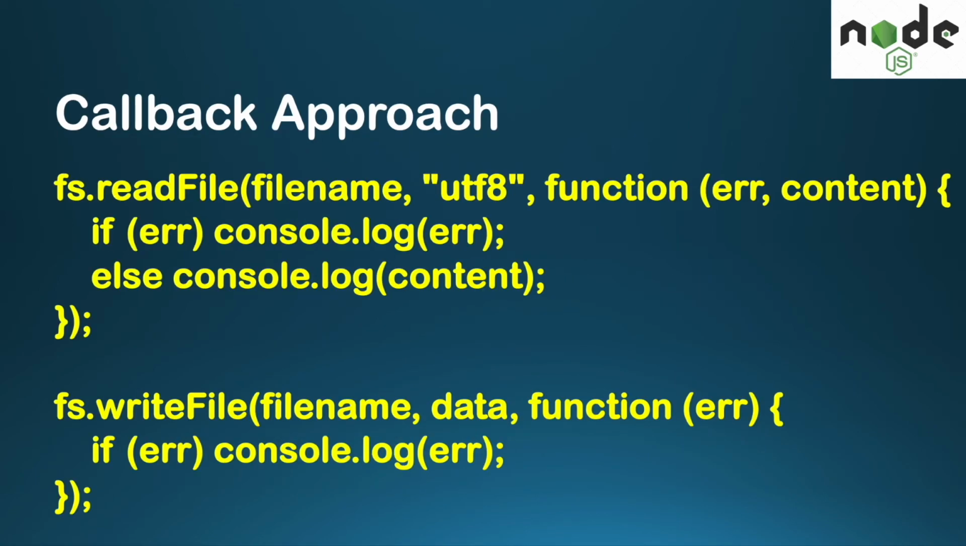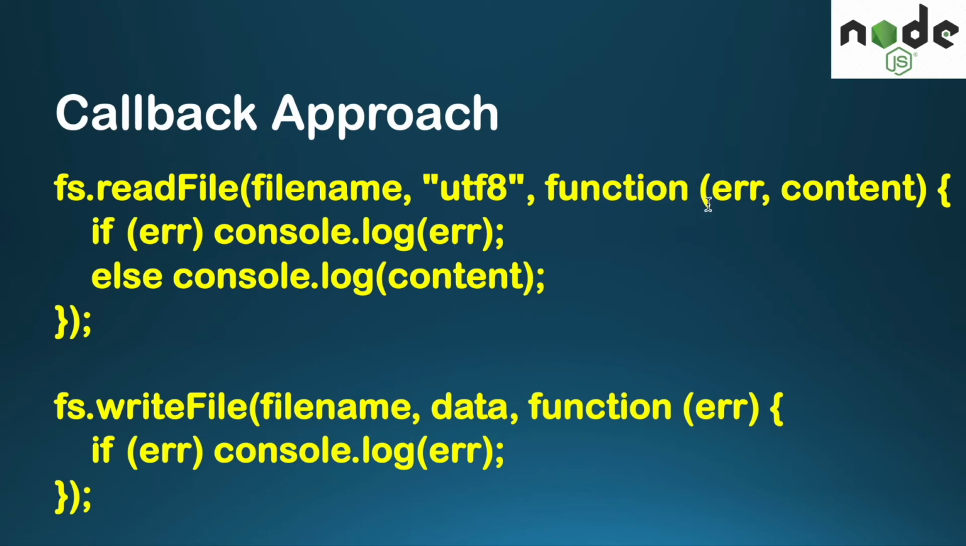So how can we use the callback approach? So here is an example. We are trying to read a file. So file name is the name of the file. UTF-8 means we want to read it as text in ASCII. And this is our callback function.